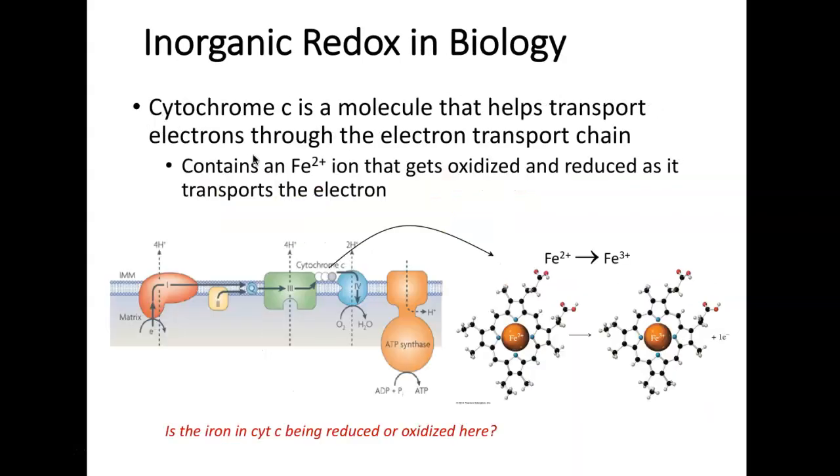An important example of inorganic redox reactions that happen in biological cells is the one that's pictured here. So this is a picture of the electron transport chain, which is the machinery in your cells that makes ATP, cellular energy. And you can see there's all these different protein complexes, but there's one called cytochrome C that binds to an iron ion. And as this machinery is called the electron transport chain, it's literally transporting electrons through a series of oxidation and reduction reactions. And so iron gets oxidized and reduced as electrons get passed through this chain.